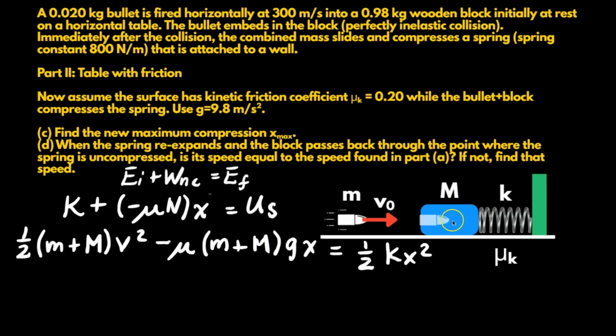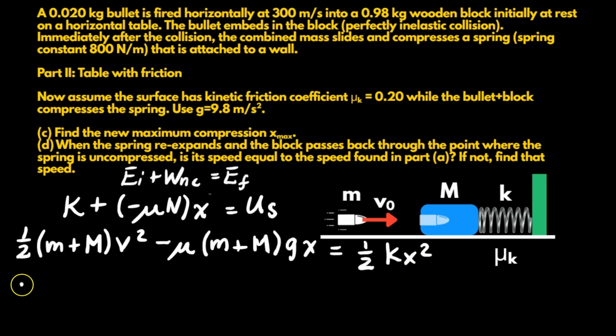The normal force is just equal to the weight of the bullet and the block, which is the mass of the bullet plus the mass of the block times g. And then we have to multiply all of that by x, that is the distance that it's sliding. And all of that is equal to 1/2 kx squared. This is the energy stored in the spring.